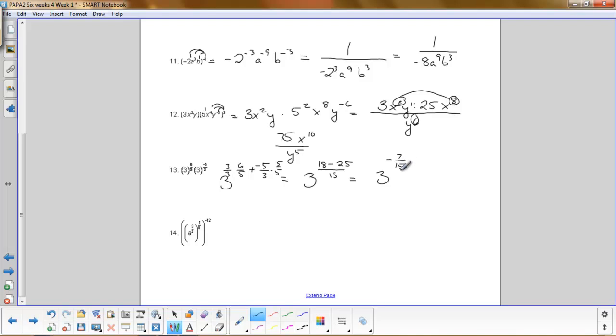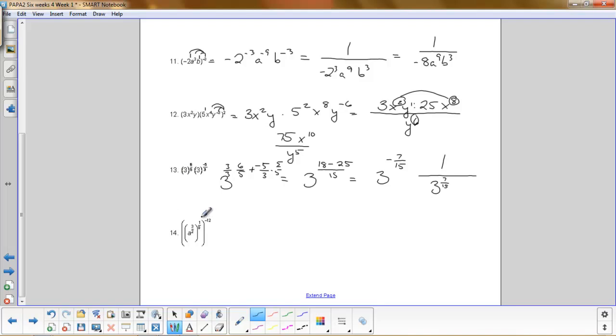So my fractional exponent is negative 7/15. Again, I will draw my fraction bar and I will move each base and exponent based on whether it's negative or positive. So that's 7/15 as an exponent on the bottom.